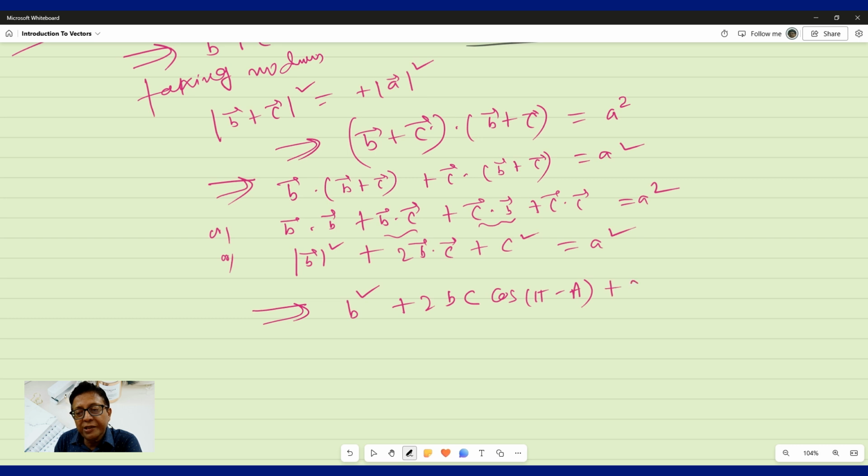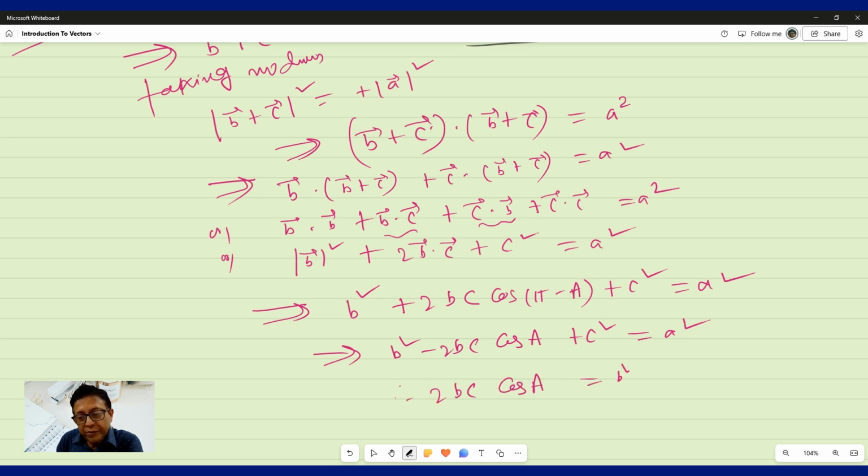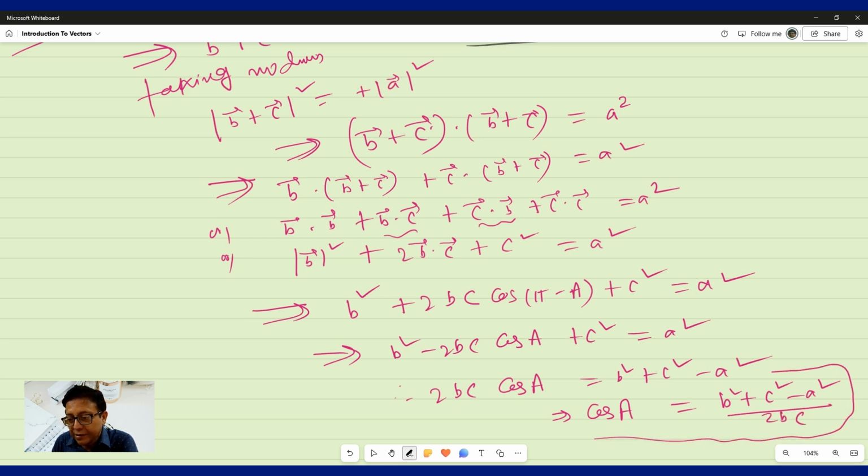cos pi minus A. Therefore B square plus C square minus A square. This implies cos A equal to... Vector is also a mathematical technique, I'll tell you. But the way we have derived here is better than any other method of proving this thing. Using vectors, it comes easily.